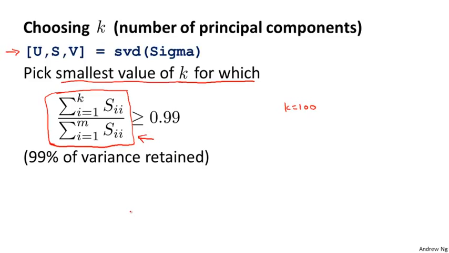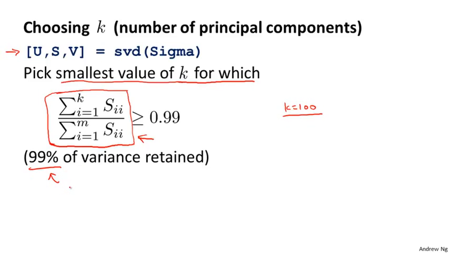If you report that number, people who are familiar with PCA can use it to get a good understanding of how well your 100-dimensional representation is approximating your original data set, because 99% of variance retained is really a measure of your squared reconstruction error, that ratio being at most 0.01. It gives people a good intuitive sense of whether your implementation of PCA is finding a good approximation of your original dataset.